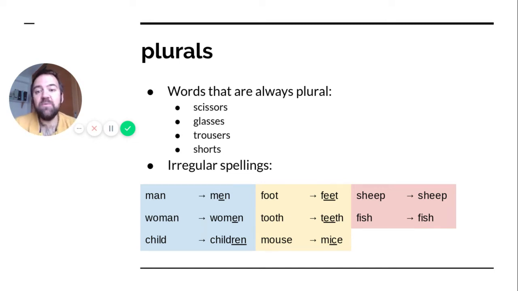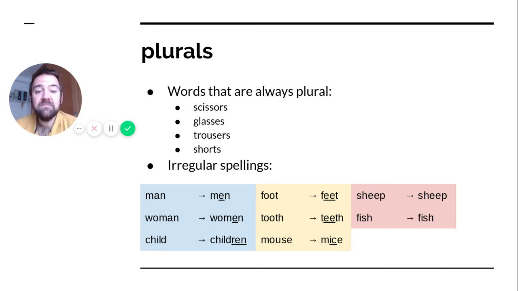And then finally, we have some irregular spellings, okay? I'm afraid that these don't really follow any set rules, and the only way is to learn them, okay? These are some of the most basic ones. For example, man becomes men, woman becomes women, child becomes children. We can't say childs, please, no more childs. Foot, feet, tooth, teeth, mouse, mice. Okay, that one's completely irregular.